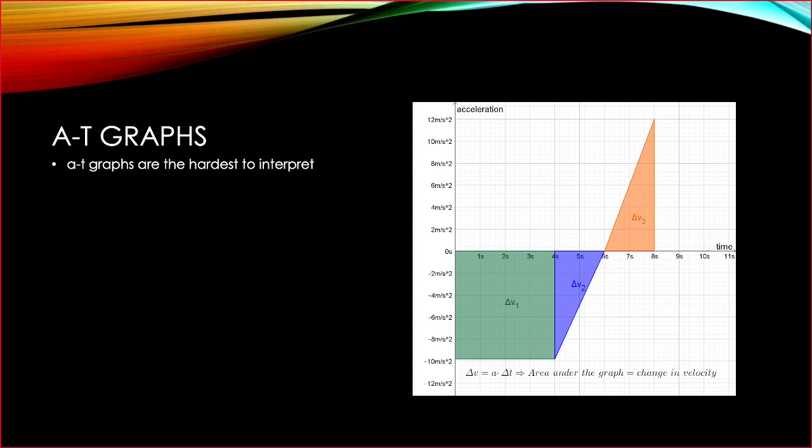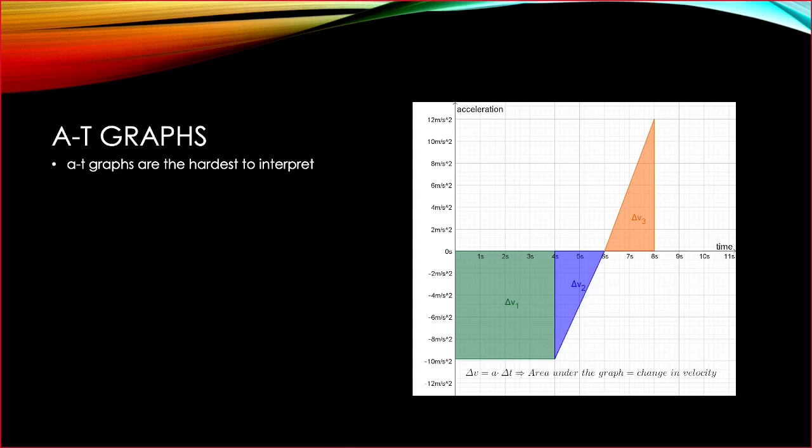Yes? Was it the same as, what was the name of the graph before? The name of the graph. No, the y was acceleration. For the last one was velocity on the y-axis, and this time it's acceleration on the y-axis. For all these graphs, it's time on the x-axis. Okay. So these are the ones that are the hardest to interpret.